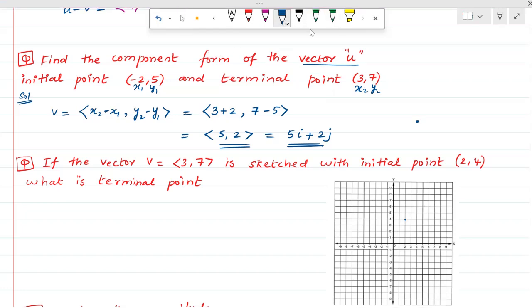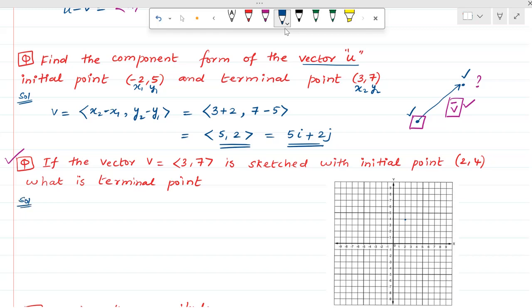See, this is the initial point and the terminal point is given. We will find the vector. So this is the case. Whereas in this problem, the vector is given and the initial point is given. So we have to find the terminal point. This is the same story. We will write it again. So what we'll do here.